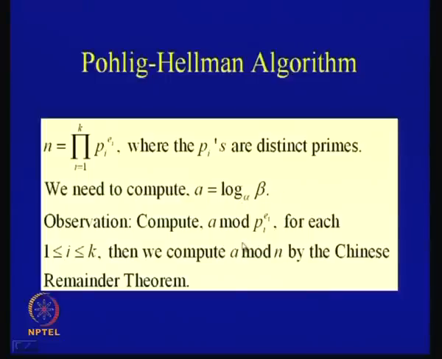So, what is the first objective? The first objective is, instead of computing a itself, we are trying to compute a modulo each of these pi to the power of ei. That is, we are trying to compute the logarithm, but modulo each of these corresponding p1 to the power of e1, p2 to the power of e2 and so on till pk to the power of ek. Now, once we have them, from there we can engage the Chinese remainder theorem and we can obtain the value of a modulo n. We know that we have a very efficient algorithm for doing that.